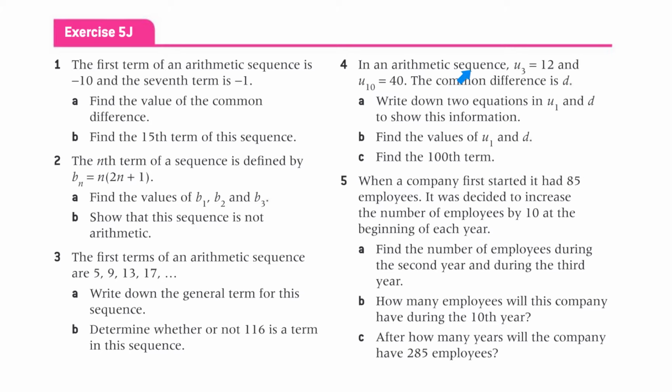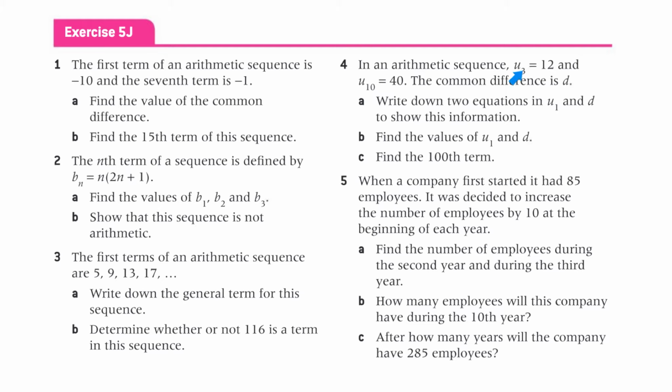4, in an arithmetic sequence, we know the term U3, we know the term U10, the common difference is d. Write down 2 equations in U1 and d to show this information. This is very, very good to do. It's good practice for the tests. Okay, we know the formula for U3. U3 is going to be U1. They want it in terms of U1 and d.